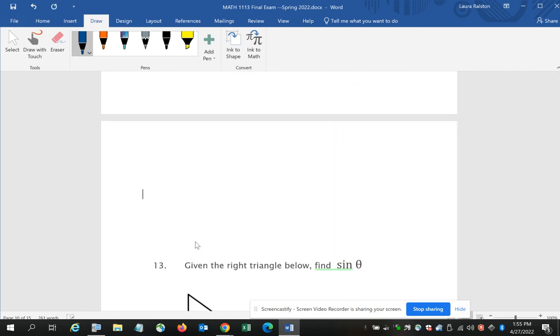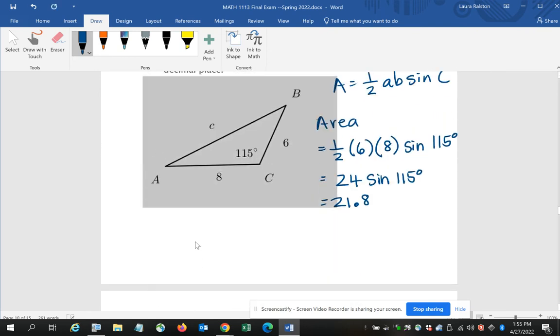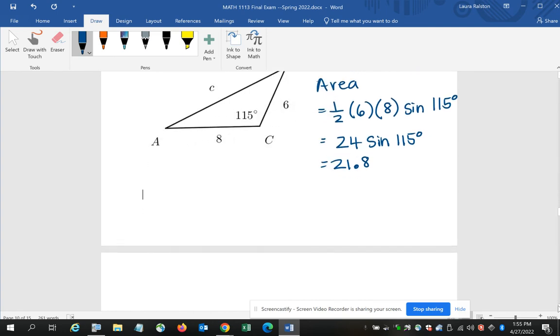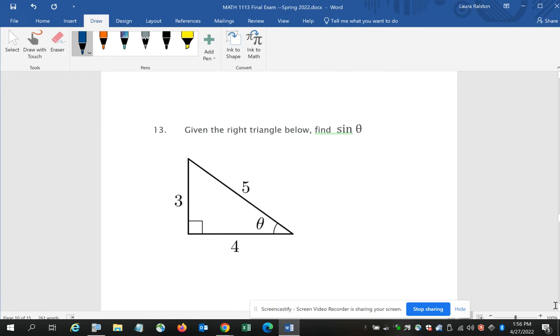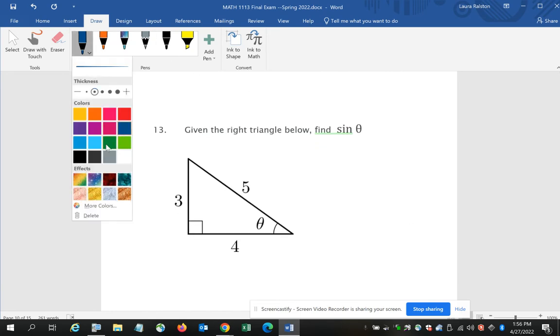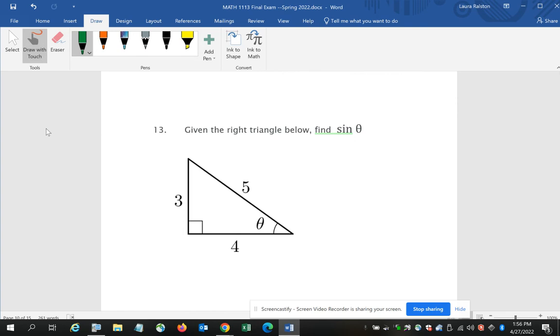All right, we're down to question 13. 13 says, given the right triangle below, find the sine of theta. This goes back to the definitions of a right triangle. If you remember, the sine of theta is the opposite over the hypotenuse. Okay, so you have to pay attention to where angle theta is located.